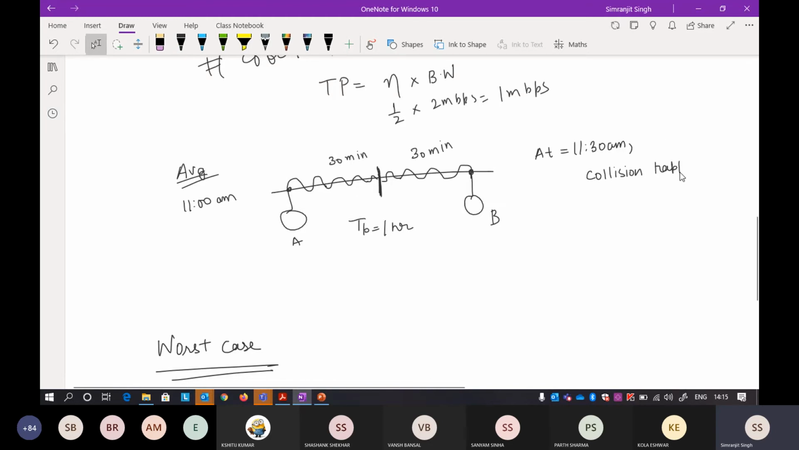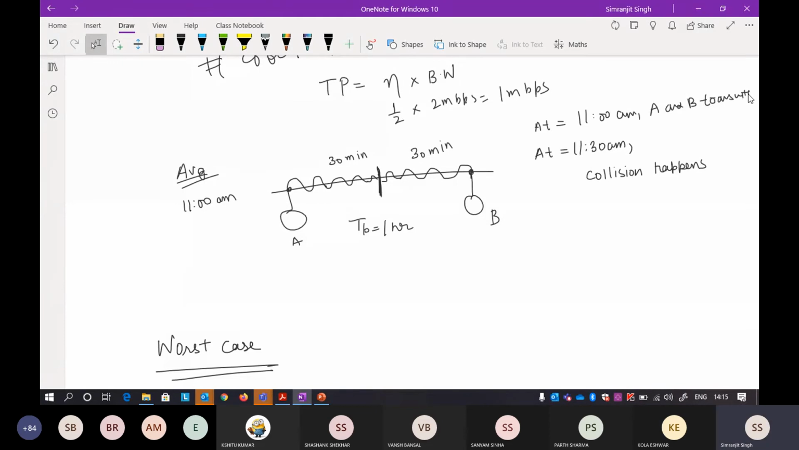Because both of them started to transmit at the same time, at 11, I will write it like this, the timeline: A and B start transmitting.